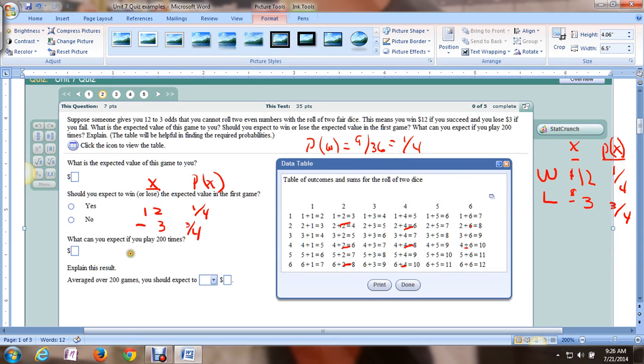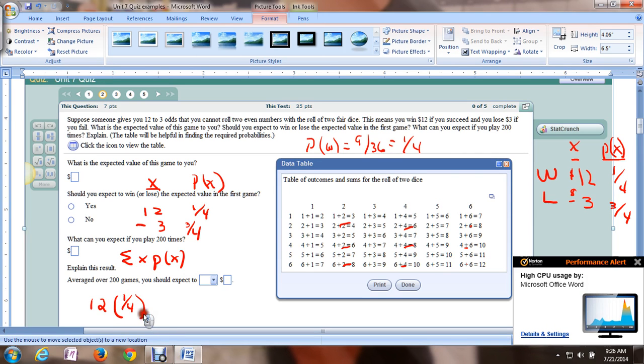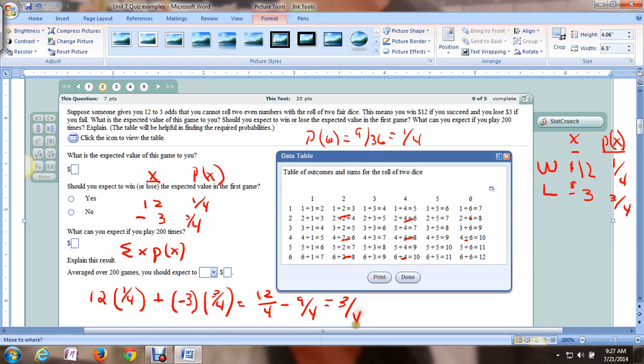And so the expected value, if you recall, is the summation of each x times the probability of x, which looks difficult, but really isn't. Just take each outcome. The first one is 12, and multiply it by its probability of happening, which is 1 over 4. And then add the second outcome, which is a -3 times the probability it happened, which is 3 over 4. So we have 12 over 4 minus 9 over 4, which is equal to 3 over 4.